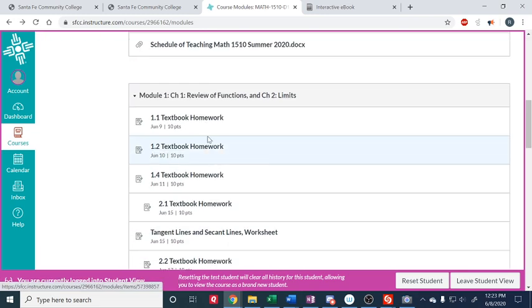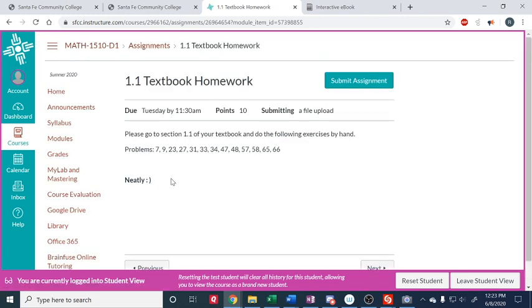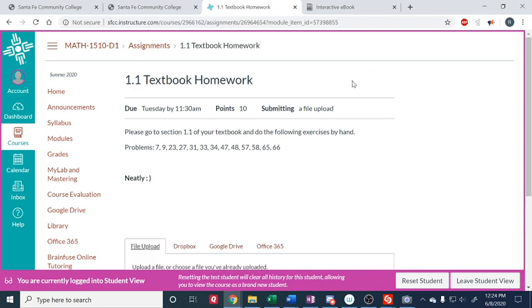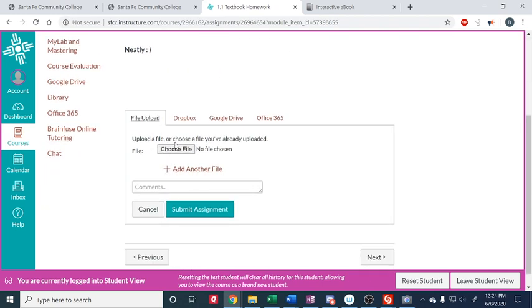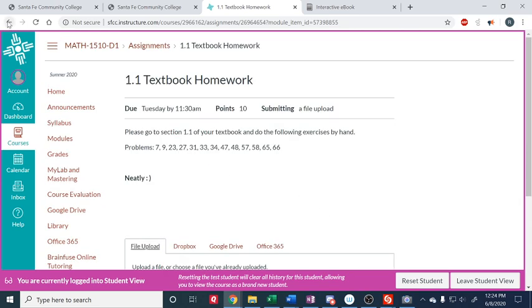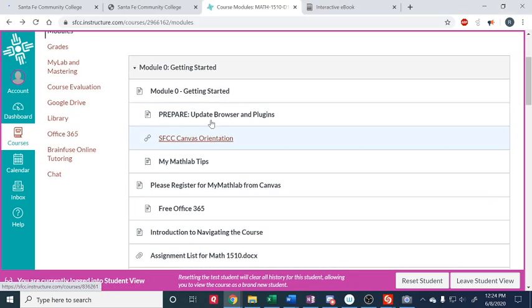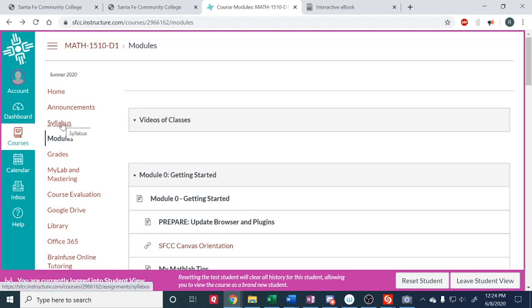And then the textbook assignments. So module 1, 1.1, if I click on this, it tells you the problem numbers of the textbook. And then after you do the problem numbers, you take a picture of it, and then you click on the submit assignment button, and then you can choose a file and upload your assignment here. Now, there is the syllabus for this course. Let's go over here.